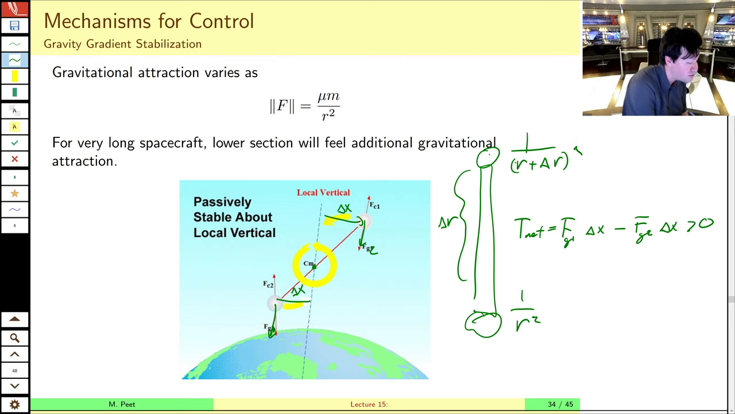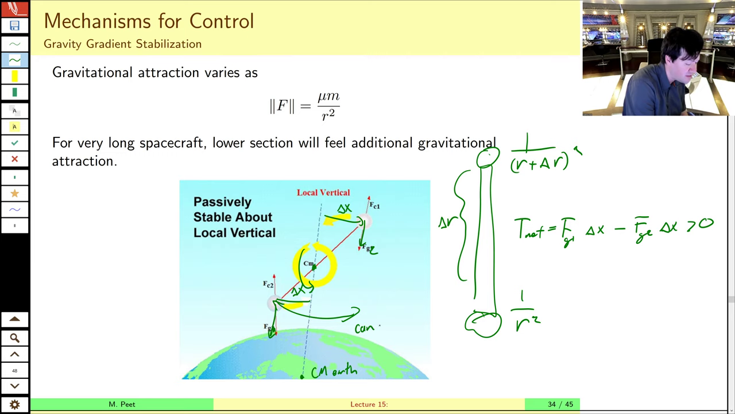And so there's some net torque, and that will always torque towards the line from the center of mass to the center of mass of the Earth. And so it tends to stabilize about that line. Now there are some issues with damping. It would tend to oscillate. But there are ways to get around that as well, as I'll talk about in just a second.